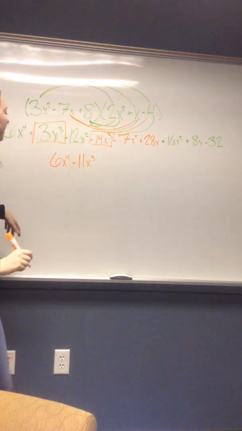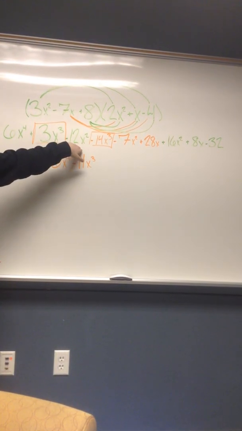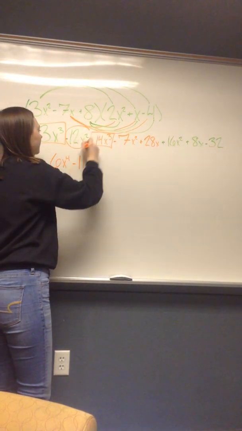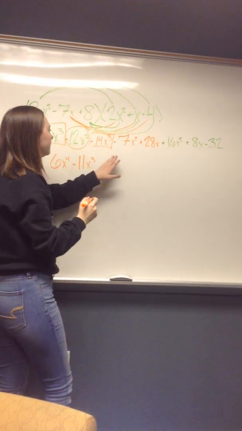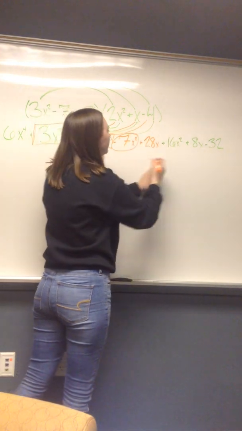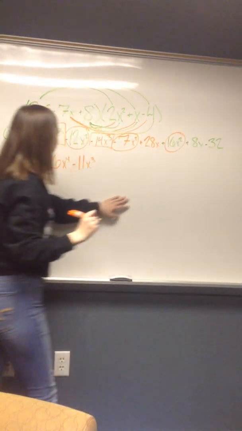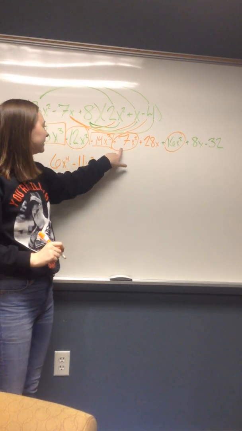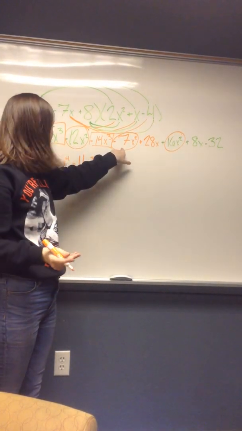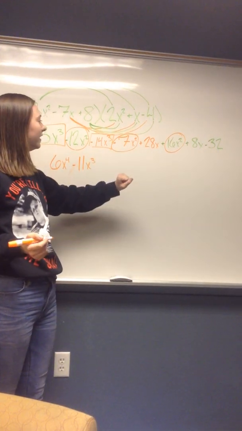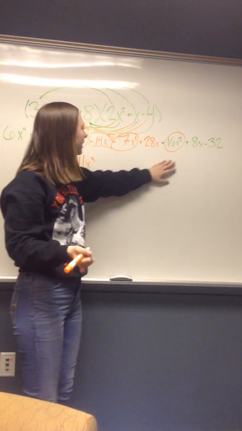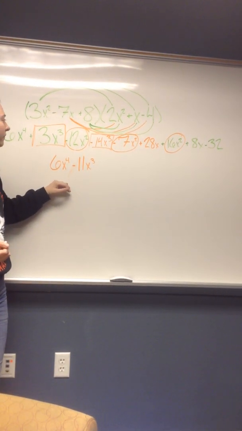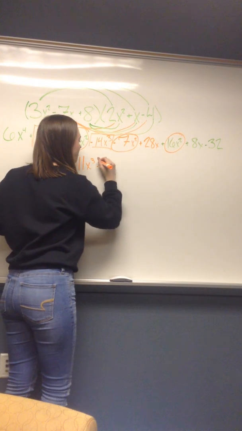Alright. Do we see any more? Do we see any x squareds? Yes. Perfect. So we're going to circle these. So we have one here, and another one here. So we have -12x squared minus 7x squared, which is? Negative 19x squared. Perfect. And we're going to add 16x squared with it now, which is? Negative 3x squared. Perfect.